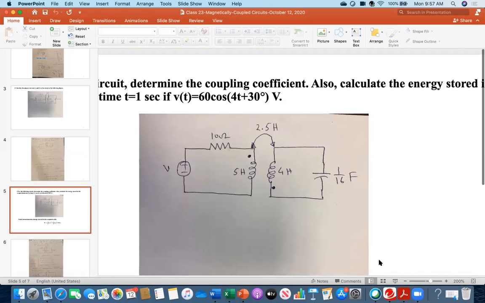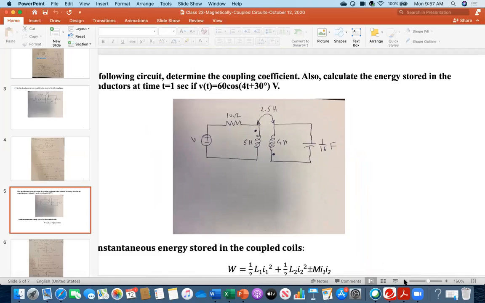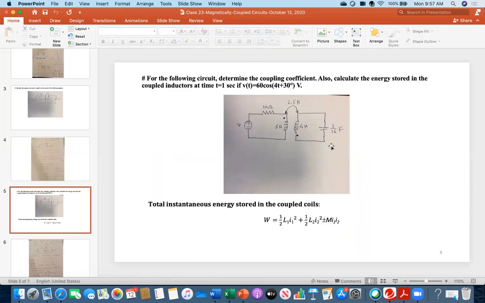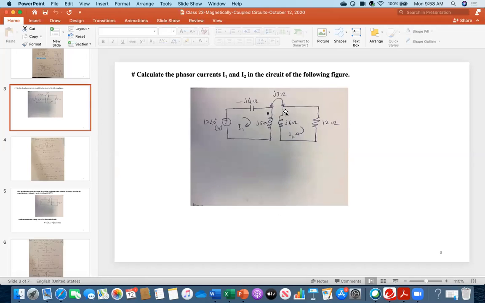Okay, everybody see this is another problem, although it is asking a different thing, but still it will help you to determine the sign. For the following circuit, determine the coupling coefficient, that coupling coefficient k value. That's why I told you to write down that equation. And also calculate the energy stored in the coupled inductors at time t equal to 1 second if v(t) is this one. So in this case, this v(t) is the expression. This is 10 ohm, 5 henry. And you see the dot point is here. In the previous case, you see the dot point was here.